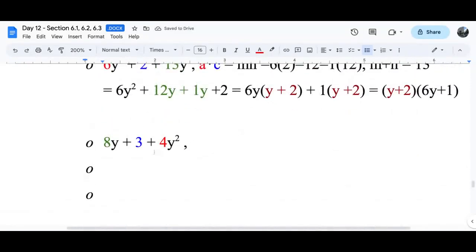Okay. Everyone try this one. 8y plus 3 plus 4y squared. You know you have to write in order, right? You want to write in order as 4y squared plus 8y plus 3.